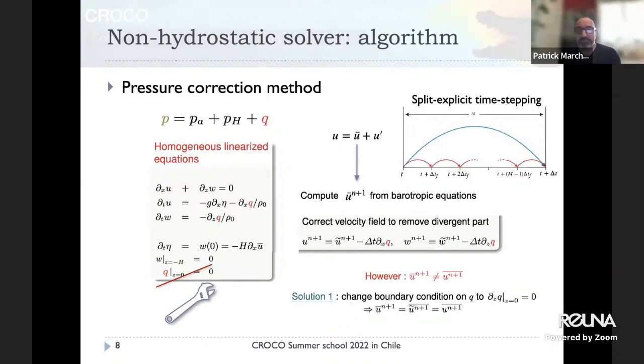So there are a few solutions that have been found, generally ad hoc. And one solution that was found for CROCO was simply to change the surface boundary condition. Instead of taking Q equals 0, we take dQ/dz equals 0. What is important here is that when you do this change of boundary condition, the surface becomes hydrostatic. And what it means is that we cannot solve short surface waves. So that's another problem of this method, at least for split-explicit time stepping.